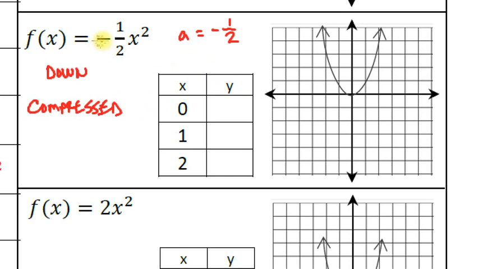Plug in 0 here, you're going to get 0. Plug in 1, you're going to get -0.5. Plug in 2, you're going to get -2. Let's go ahead and graph those. I put the parent function on here for you now so you can see how it changes. So we've got (0, 0). At 1 it's -0.5. At 2 it's -2.